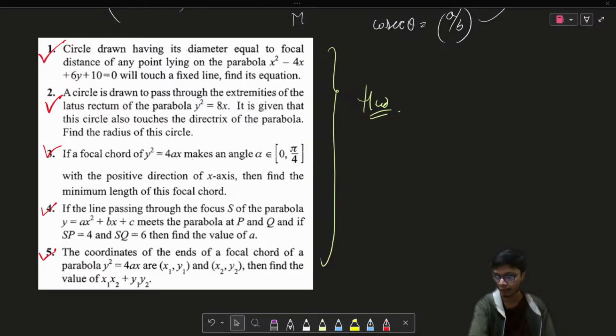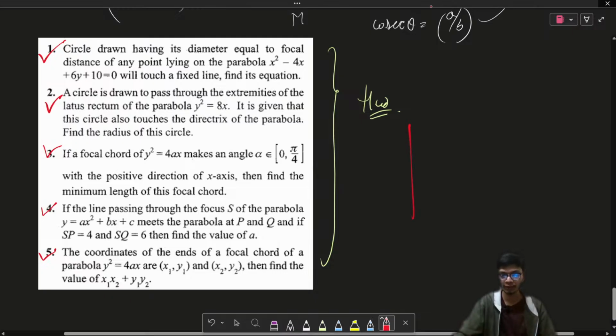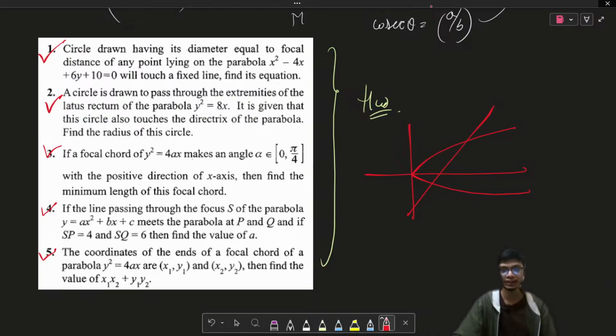In the next class, we're going to start our discussion of what happens when you intersect a parabola with a given line. In the next topic, we're going to learn about the intersection of a parabola with a line, and in which case the line becomes a tangent and in which case it becomes a normal. All that discussion we will do in our next class. I don't want to make this class too difficult by discussing tangents and normals right now. In the next lecture we're going to discuss tangents and normals.